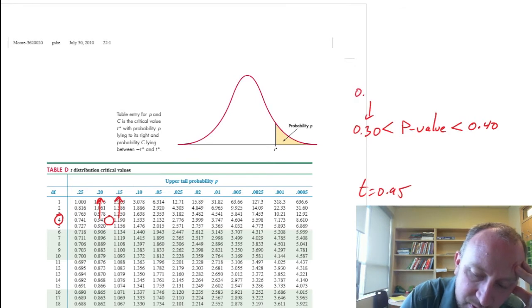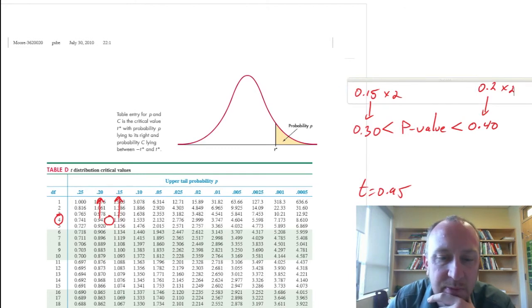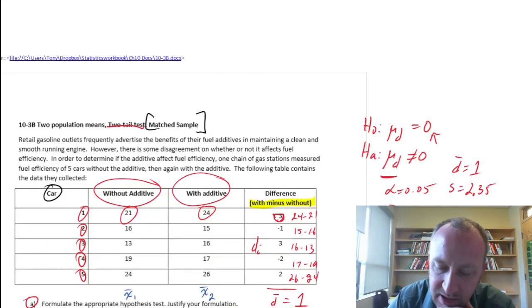So this is 0.15 times 2, and this is 0.2 times 2. Okay, so there's our p-value for this test. So let's come back over here.